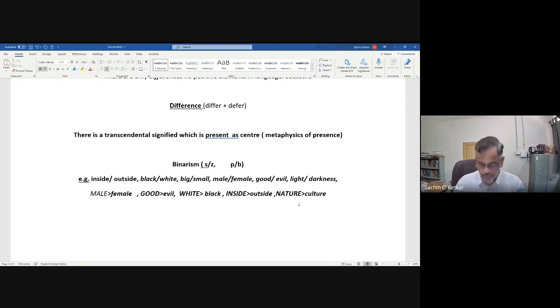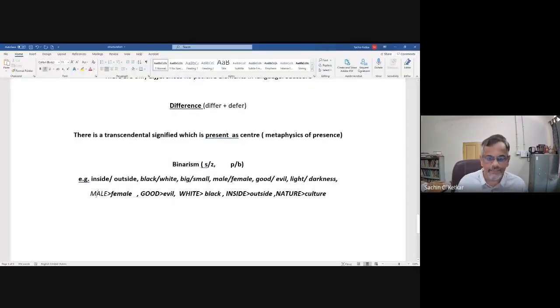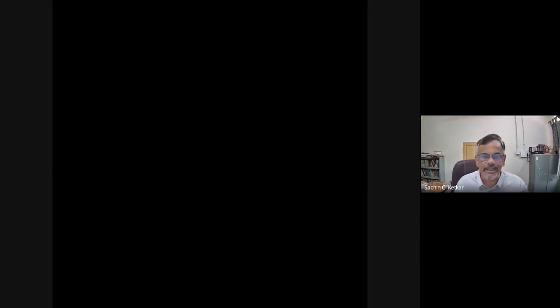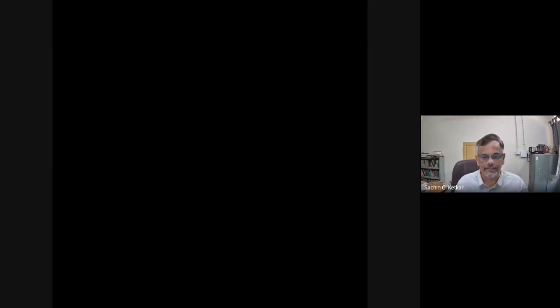One thing is seen as positive and the other thing is seen as lacking this. That is, female is defined as absence of masculinity. Good is defined as absence of evil. And evil is defined as absence of good. White is considered positive, black is considered negative. Inside is considered positive, outside is considered negative.